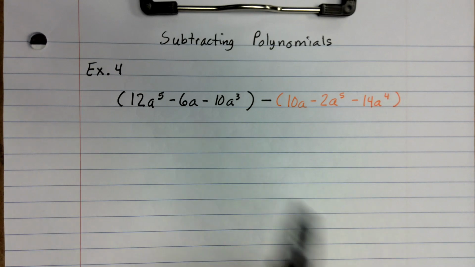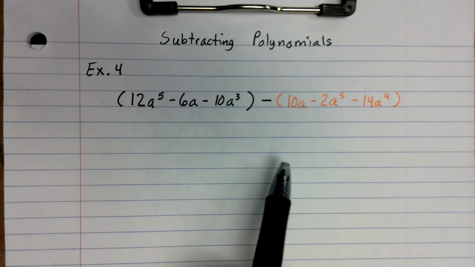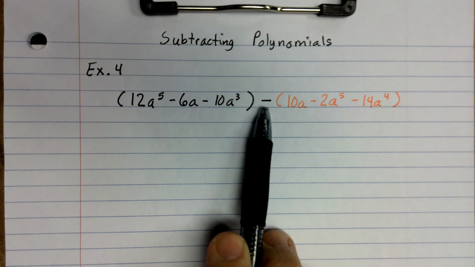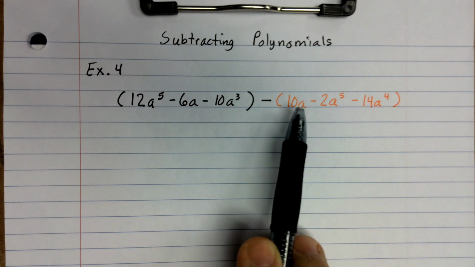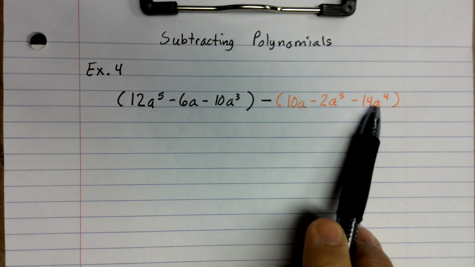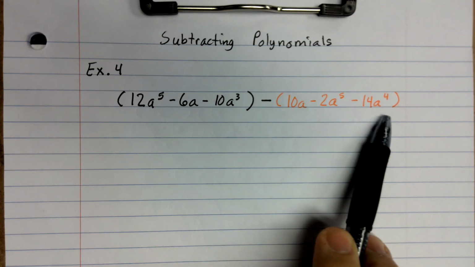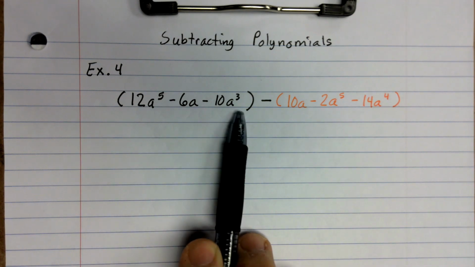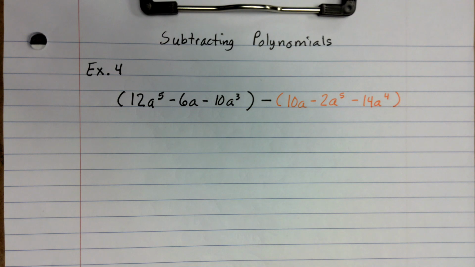In example number 4, we're going to follow the same rules that we've seen us use in example number 3. Notice that I have a negative sign here. I'm going to need to distribute that negative sign to all 3 terms in the expression on the right that's in orange. Then I'm going to rewrite it directly underneath the first expression so that I can do the subtraction.